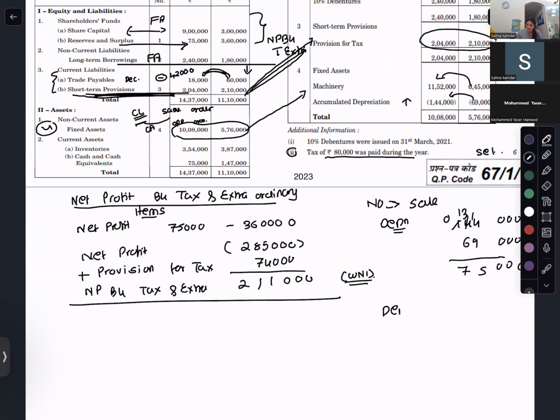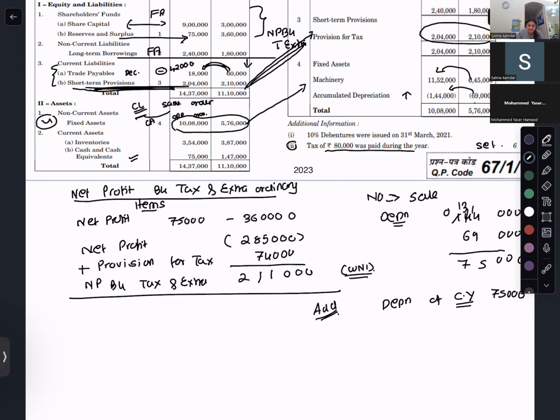So I get depreciation of the current year, 75,000. What is this done? What is the depreciation for current year done? Add, non-cash, non-operating expense. I go and read ahead. Opening cash and cash equivalent comes at the end.